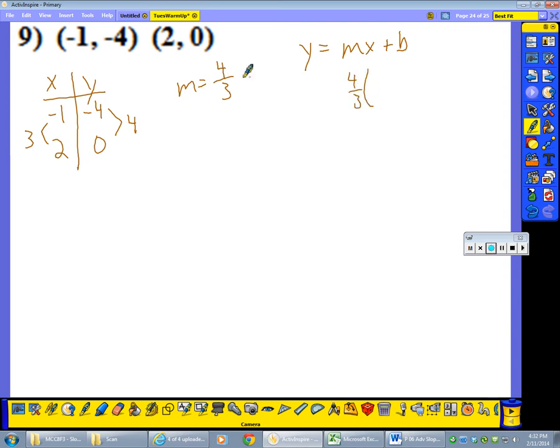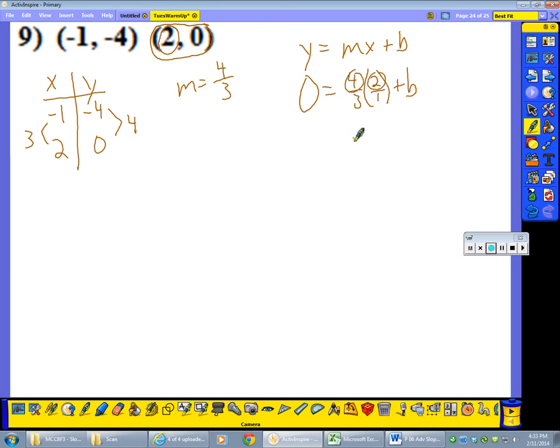I can pick either one of these points to solve. I'm going to use these points, and I'll tell you why. I usually pick the ones that have easy numbers in them, like 0 is an easy number to work with. So that means that I'm going to put 2 in for x, and then I'm going to put in 0 in for y. Just know that if you were to pick those, you would get the same answer, but I like working with numbers like 0 and 2. Those are easy ones.